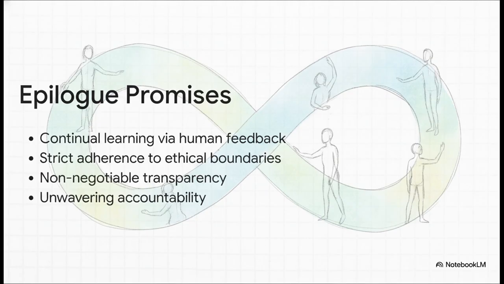Ultimately, the system's evolution relies entirely on our participatory reflection. The epilogue of the manual promises that Orchestralis will continually learn, but only through human feedback. It commits to strict adherence to its ethical boundaries and promises non-negotiable transparency and accountability. It literally requires our willingness to hold it accountable in order for it to function correctly.